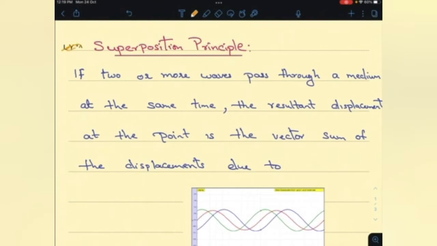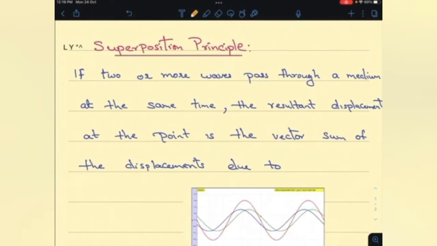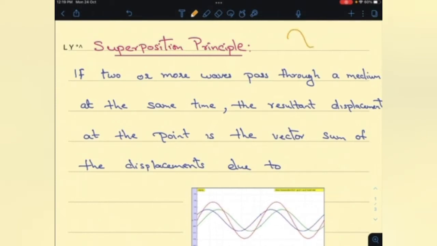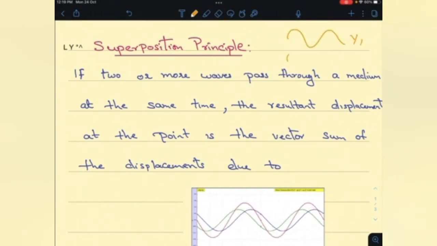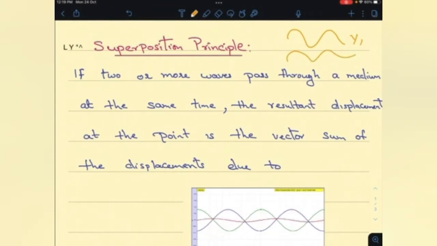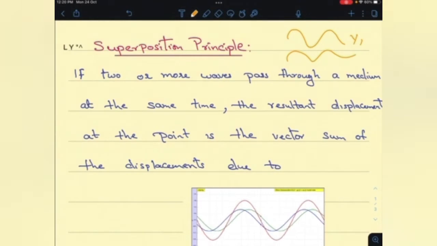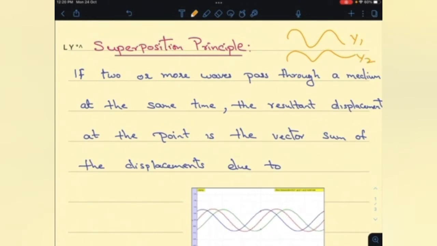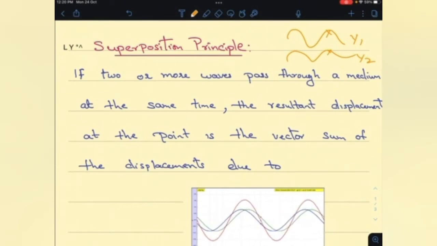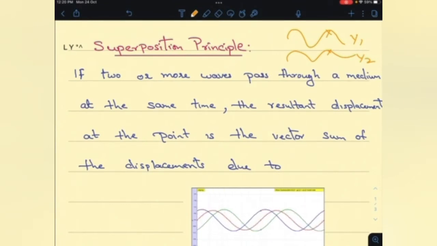It is very simple. If you have two waves, we just imagine y1 and y2. Then what is the resultant of the displacement at any particular point? Suppose this point. These waves have to travel in one medium and they have to go at the same time. Then the resultant displacement will be the vector sum of the displacements due to y1 and y2. That means it is the vector sum of the individual waves.